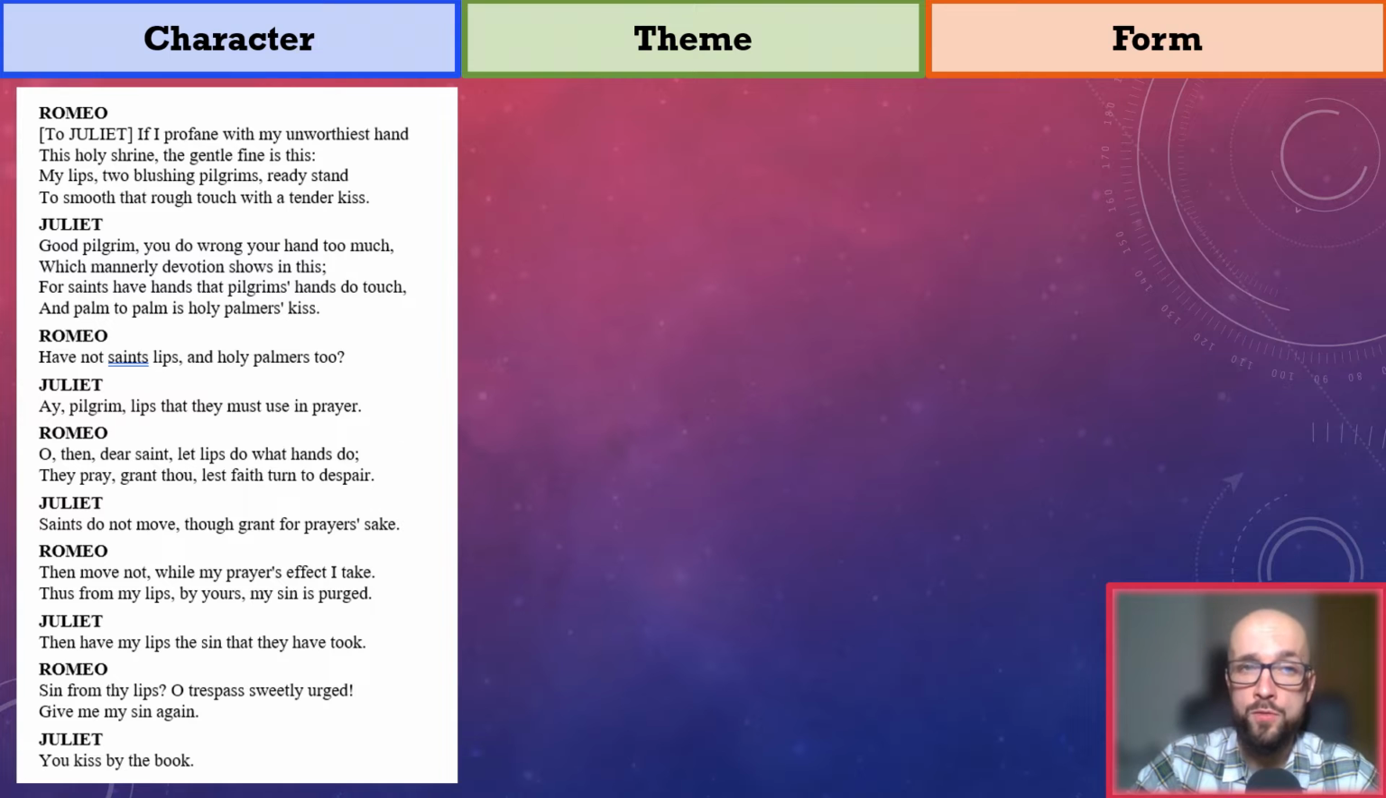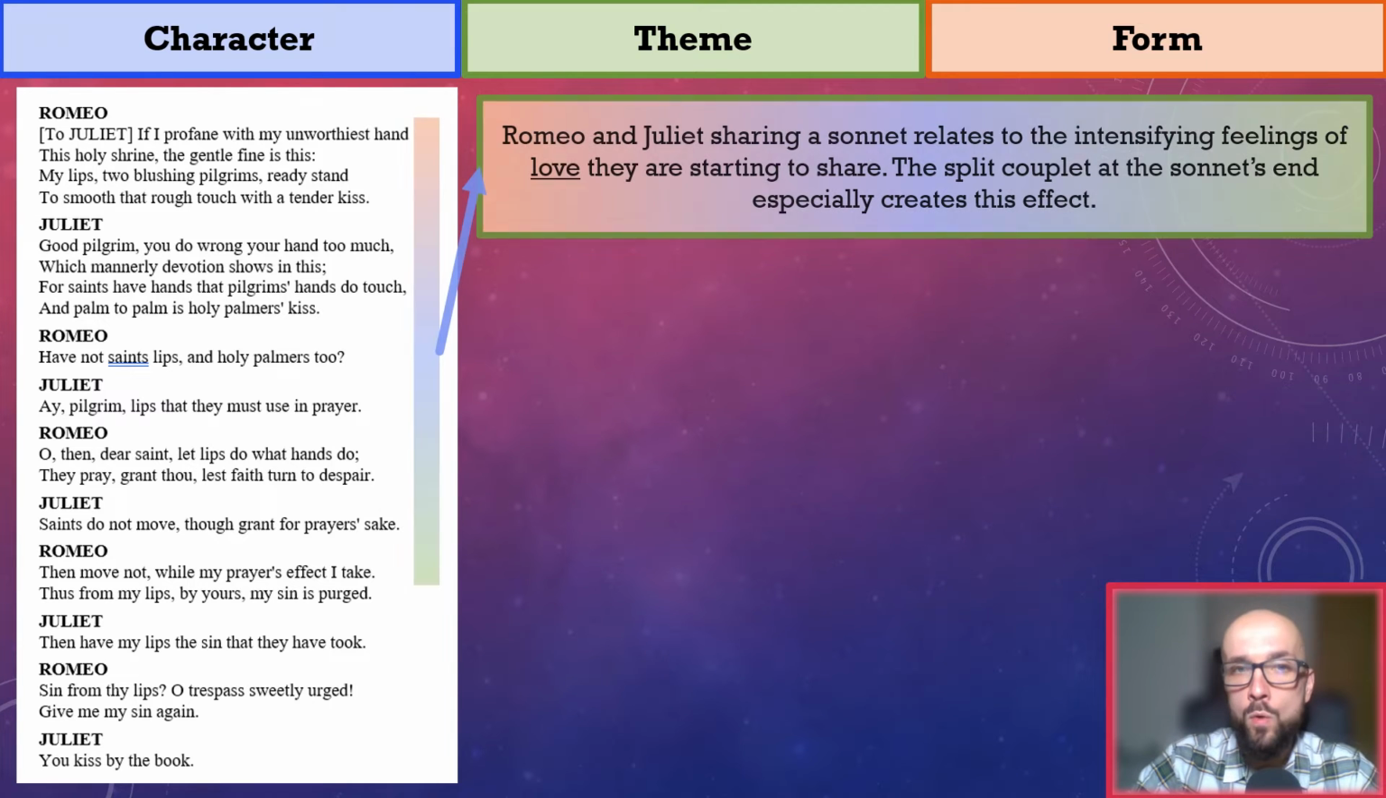After Tybalt withdraws, Romeo and Juliet properly meet for the first time. Now, the first 14 lines of this short extract are a sonnet. Now, these lines as a whole relate to the play's characters, themes and form, and so it might be a pretty important part of the play.